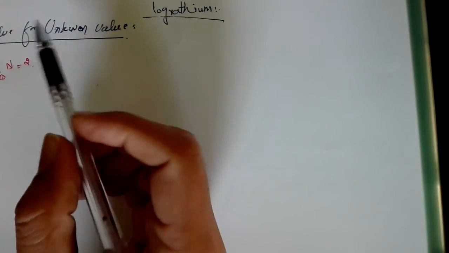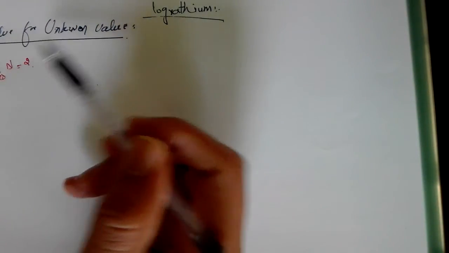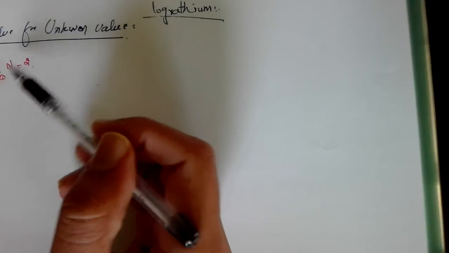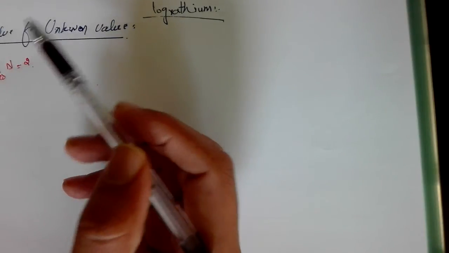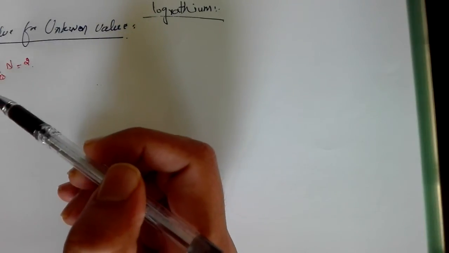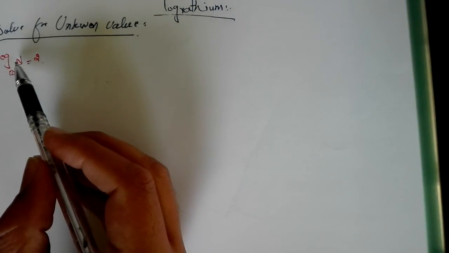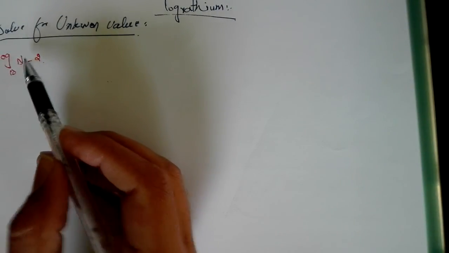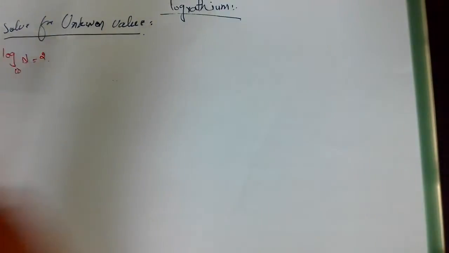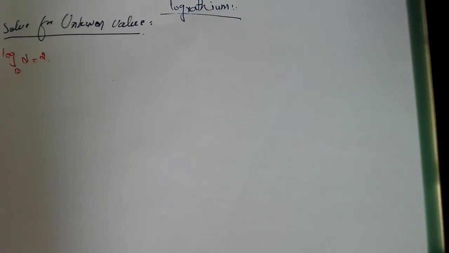In the last video we discussed writing exponent notation into log notation and log notation into exponent notation. As this is called base, exponent, and that is the answer. So in the last videos we saw that we have three values, so it was easy.